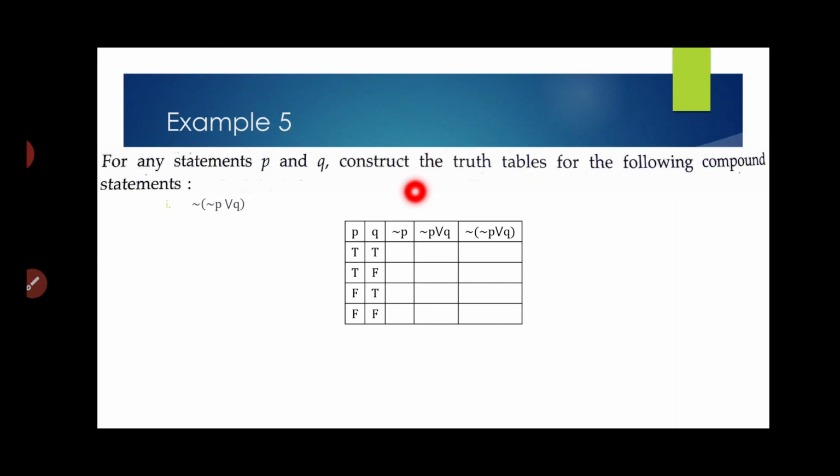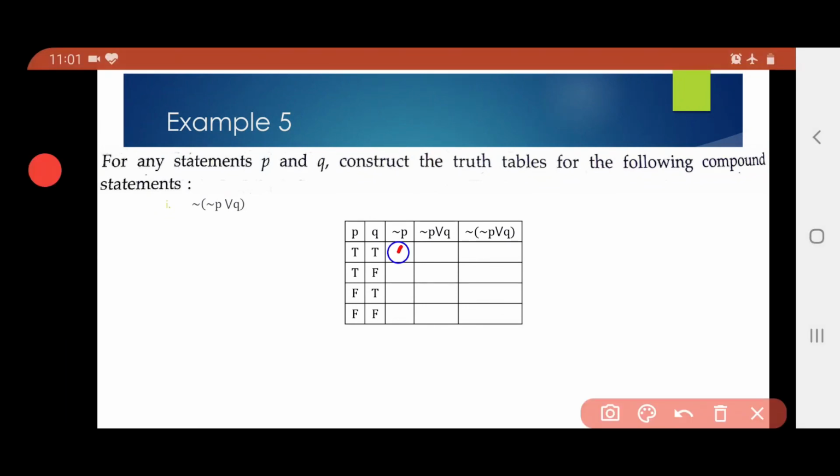So now we have to construct the table. So negation of P means it is giving us the opposite value of what P is having. So P is true in this case, so therefore this is going to be false. Then this is going to be false as well. This is going to be true. This is going to be true.